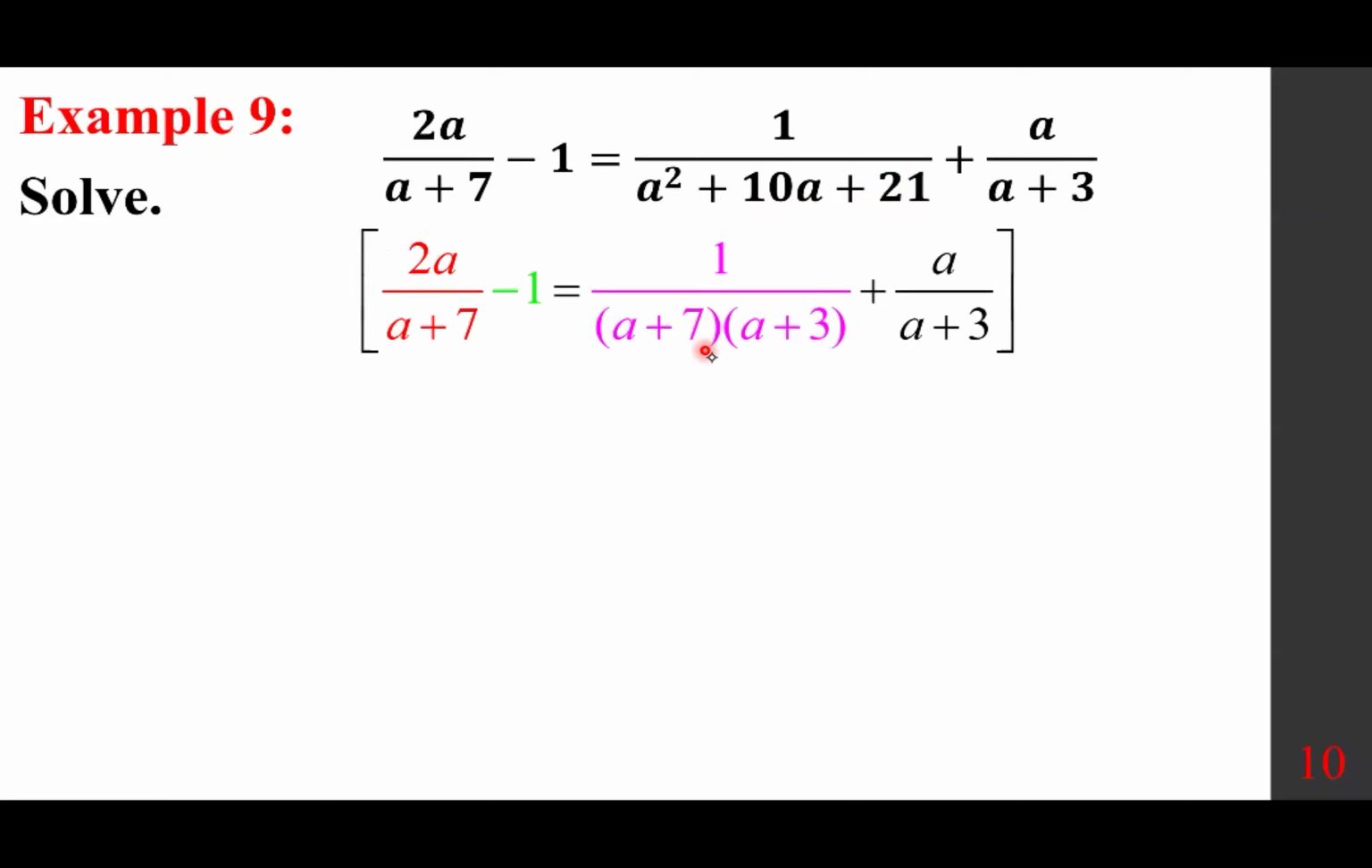So what is the LCD? Well, it's simply this one in the form of a product. We're going to use it, a plus 7 times a plus 3. And also, none of the denominators can be 0. This can't be 0, so a can't be negative 7. This can't be 0, a can't be negative 3. The same thing goes here. You're going to multiply both sides by the LCD. And you're going to say it can't be those numbers.